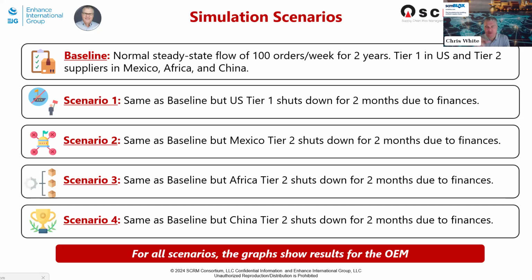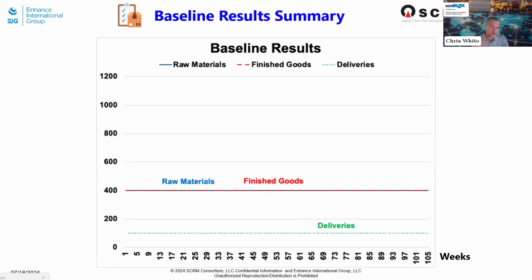And so these are each one just shutting down. So if we take a look at the baseline, I'm going to kind of reset everything. The baseline is steady state. You see the deliveries at 100. We're holding 4 weeks of inventory in raw material and finished goods. So we see 400. So this is a nice steady state.